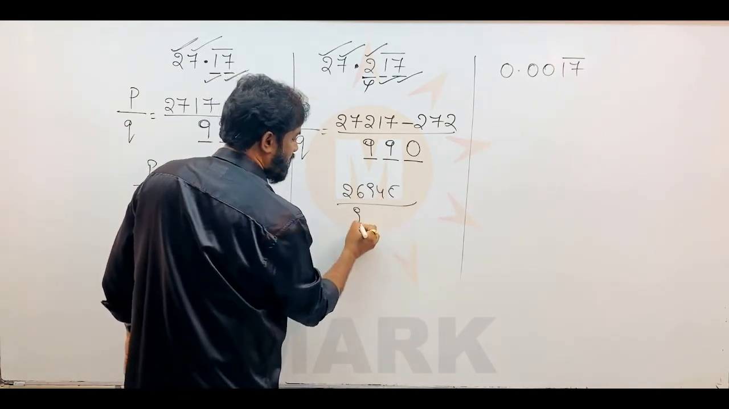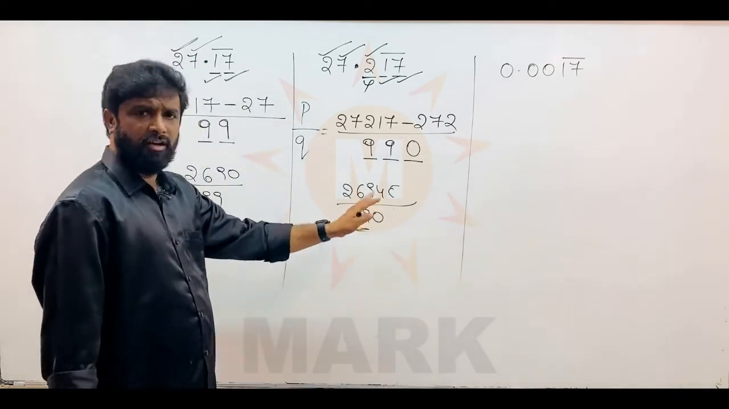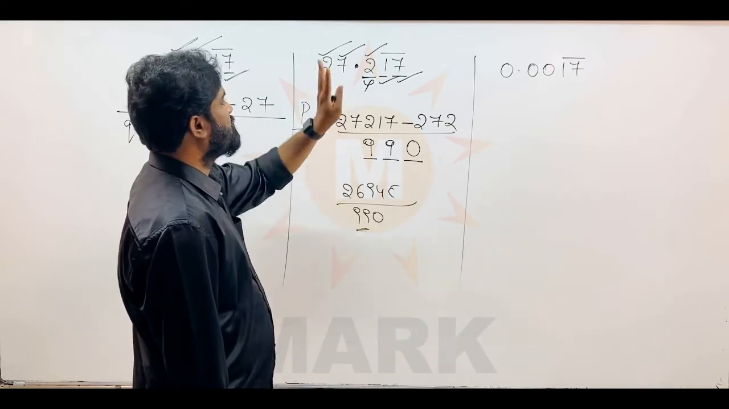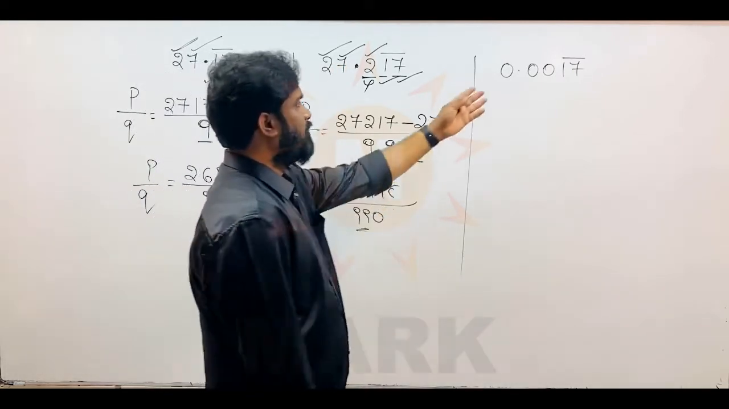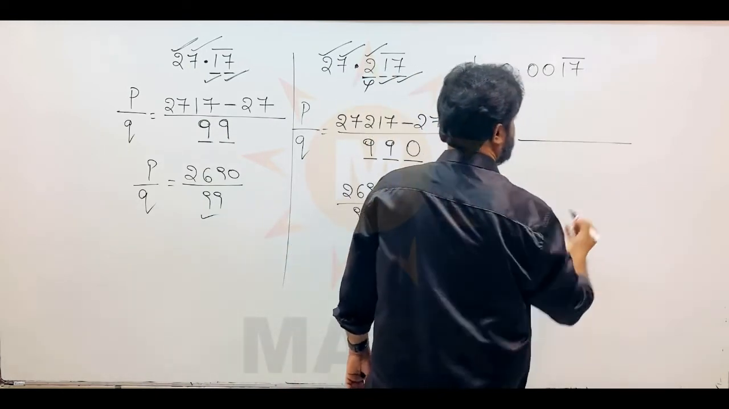Now it will come like 26945 by 990. If you further simplify it, you will get another fraction, and still you will get the answer 27.217. Now coming to this question, this is actually the easiest one. It looks tough, but this is the easiest one.